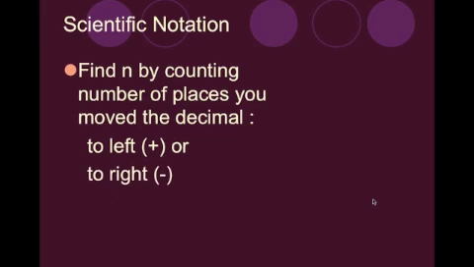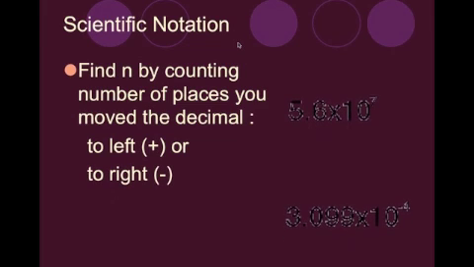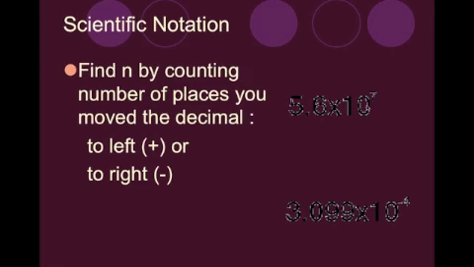Okay? Now, after we move them over, we look and we have to find n. So on the very first part, since we moved it over 7 places to the left, it'll be 5.6 times 10 to the 7th. And on the second number, since we moved it to the right 4 places, it's going to be 3.099 times 10 to the negative fourth.